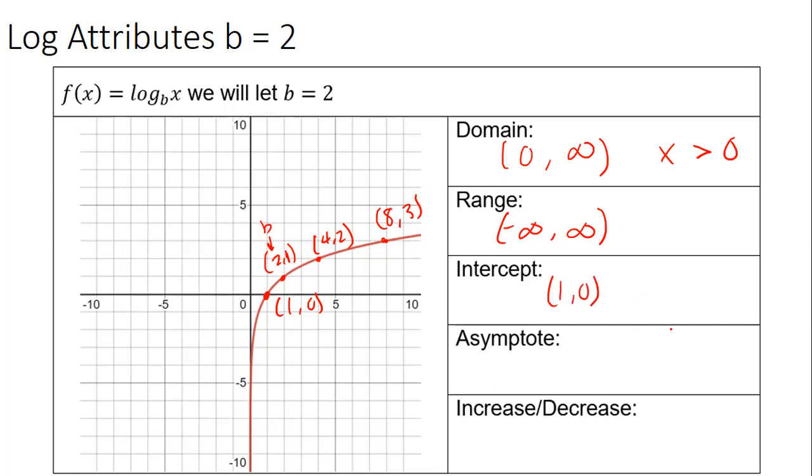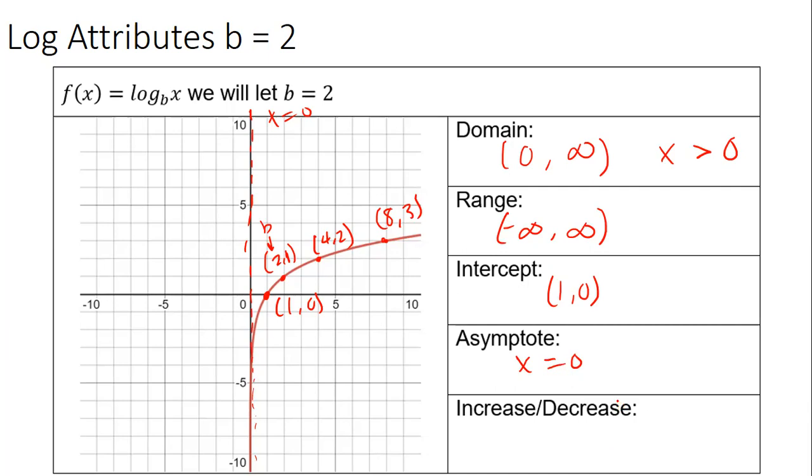Our intercept, where do I cross the x and or y axis? At 1, 0. I have an x-intercept, but no y-intercept. And the reason why we don't have that y-intercept is that imaginary boundary line. And what is that called? An asymptote. We have an asymptote at 0. So even though it looks like I'm getting close to zero, am I actually ever touching zero? No, I'm not. I have a vertical asymptote at x equals 0.